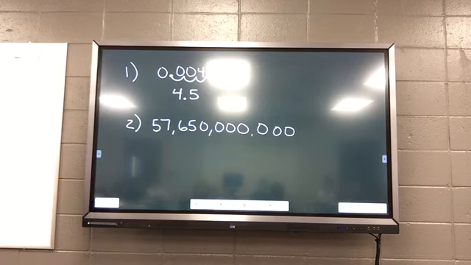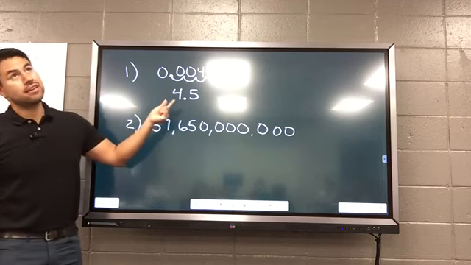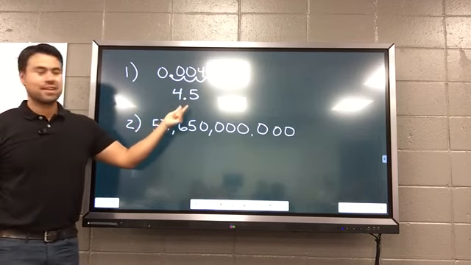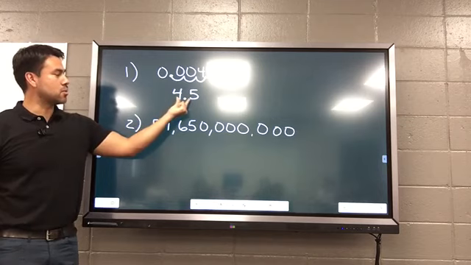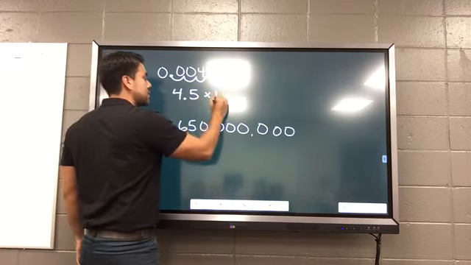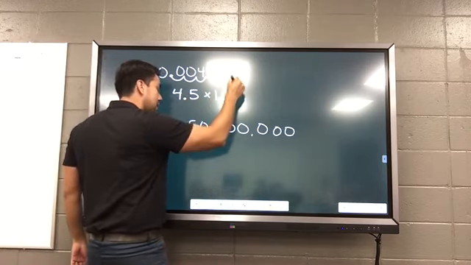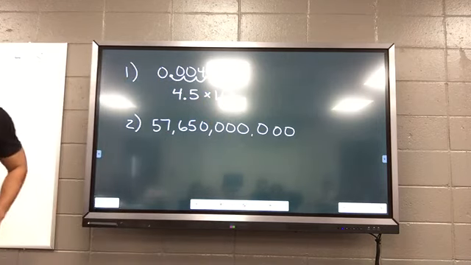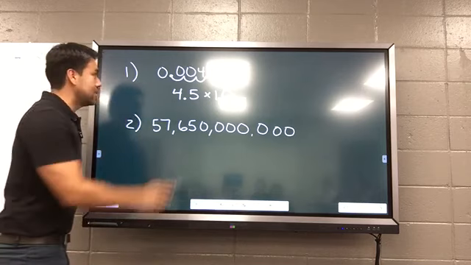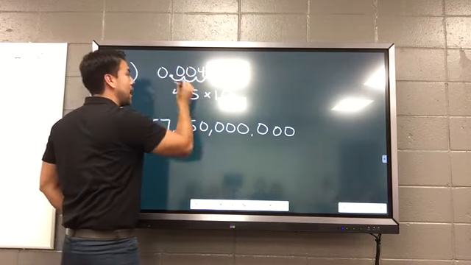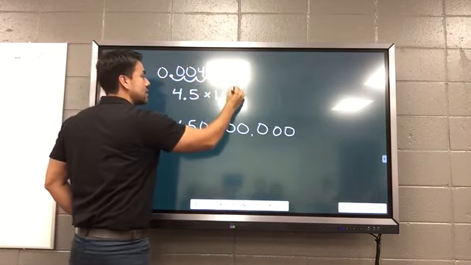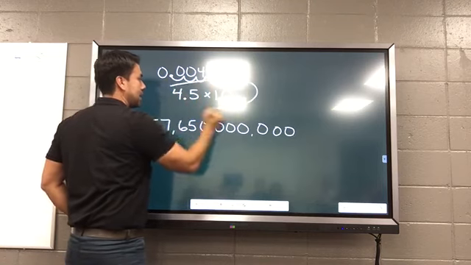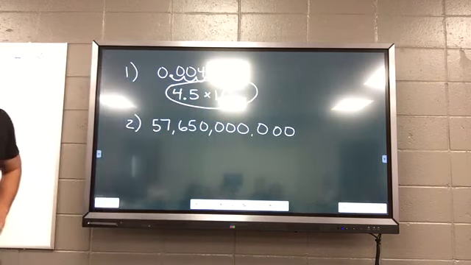Yes, ma'am? Every time you move it over, do you just have to have one whole number in front of the decimal? Yes, you could say that. Or you could say this is a number between 1 and 10. And then it has to be times 10 to some exponent. Is it going to be a positive or negative exponent? Negative, because it was a small number. How many times did I move it? 3. So it's negative 3. That's my answer. That's scientific notation.